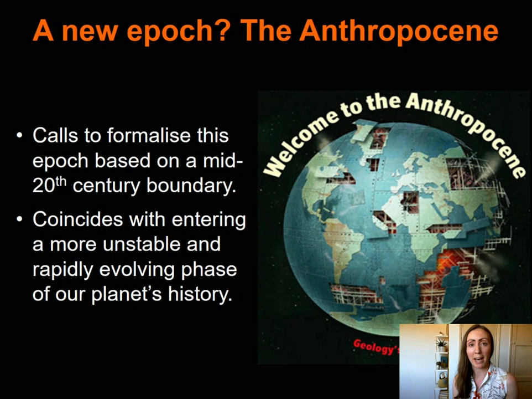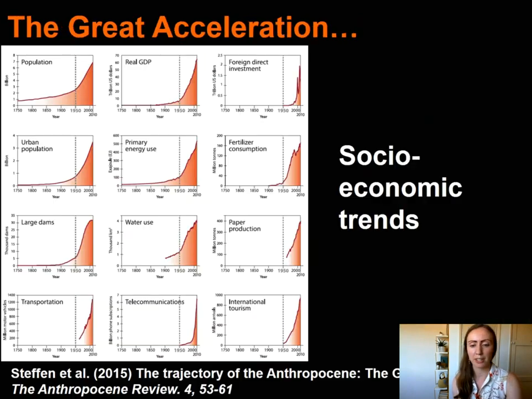So based on our impact or footprint on the planet, there's a call by a number of scientists for us to formalise a new geological time period or epoch called the Anthropocene. So this is viewed as a period during which human activity is the dominant influence of climate and the wider environment. So this proposed Anthropocene follows on from the relatively stable Holocene and starts from the mid-20th century.